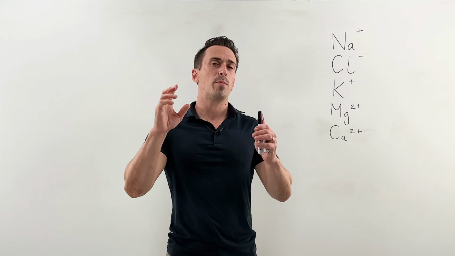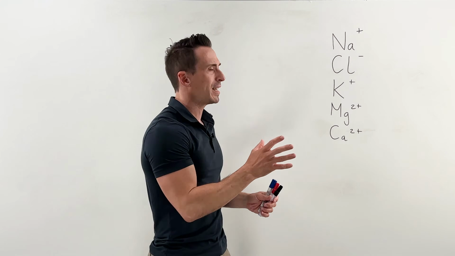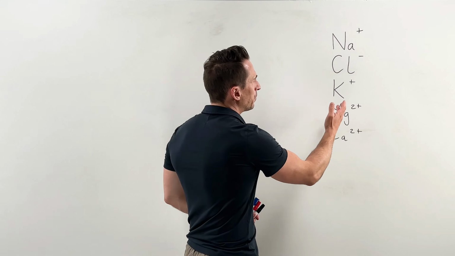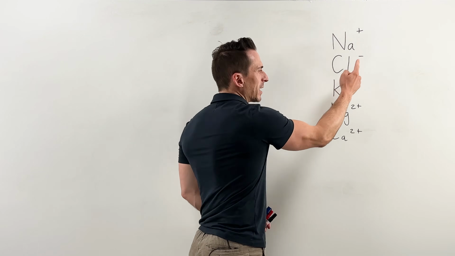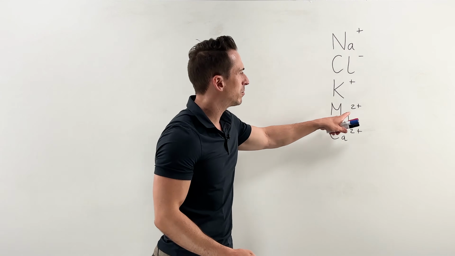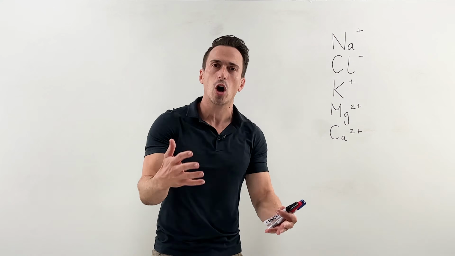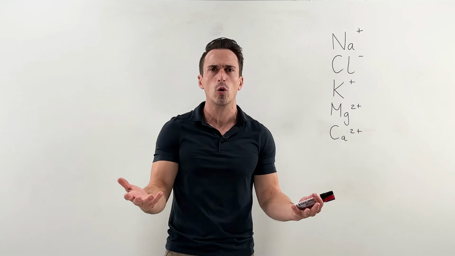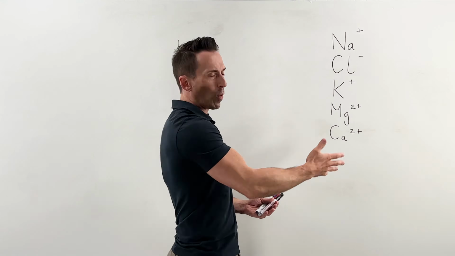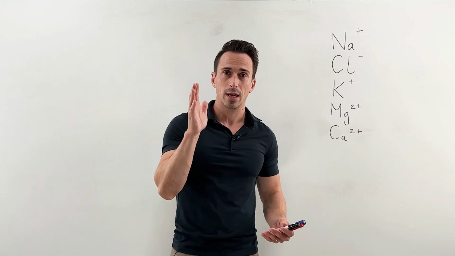So I want to talk about the periodic table, and the question I get asked all the time from students is, why is sodium Na+? And why is chloride Cl-? Why is magnesium 2+? And calcium 2+, for example. What makes an ion have a positive charge? What makes an ion have a negative charge? And how do we know whether it's going to be 1 positive or 1 negative or 2 positive, for example? Well, let's take a look at that periodic table.